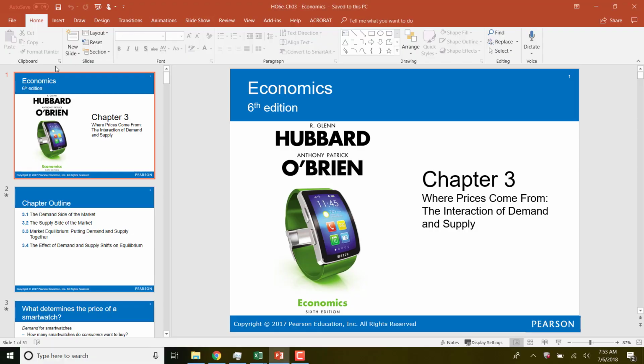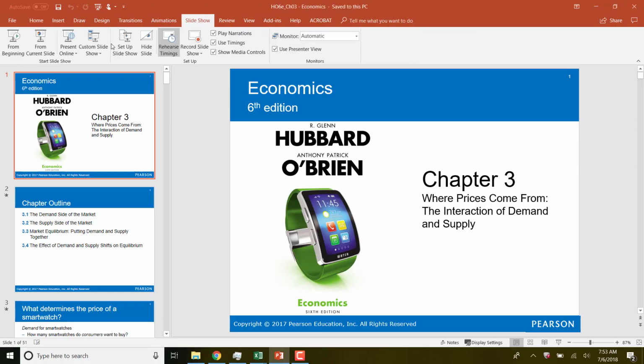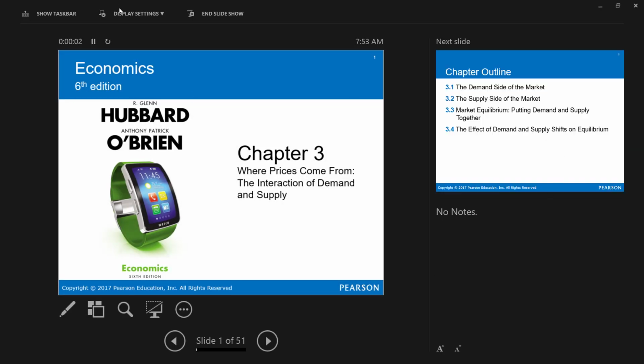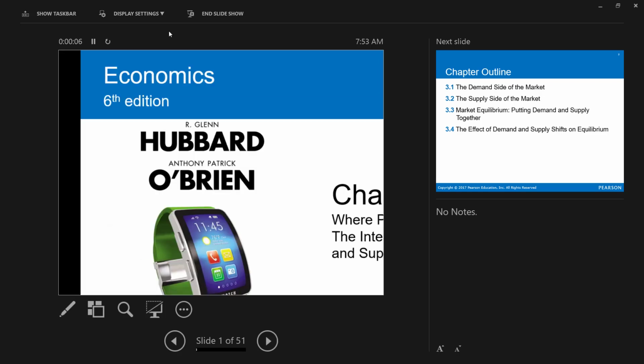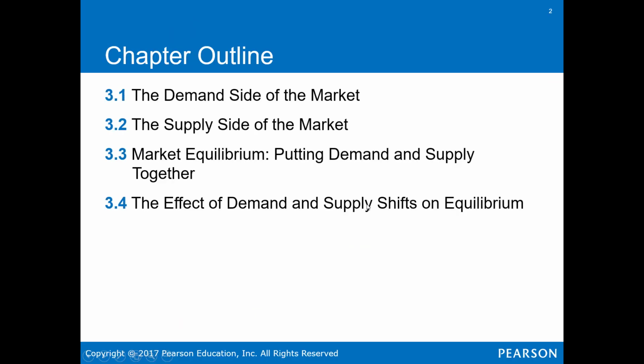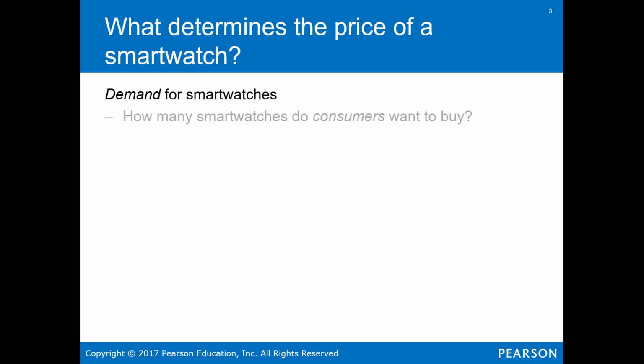Chapter 3, Where Prices Come From, the Interaction of Supply and Demand. We're going to cover the demand side of the market and the supply side of the market. We're going to briefly go over market equilibrium and the effects of demand and supply.